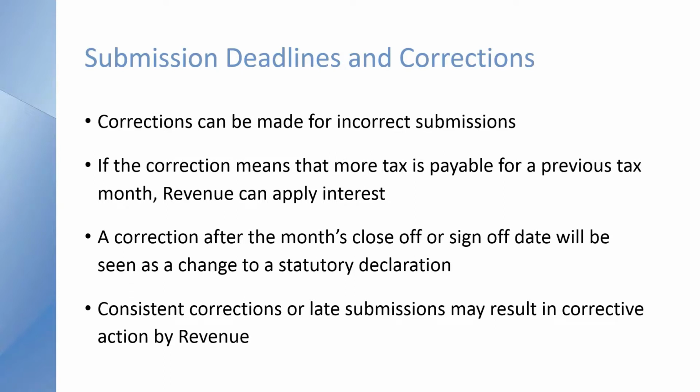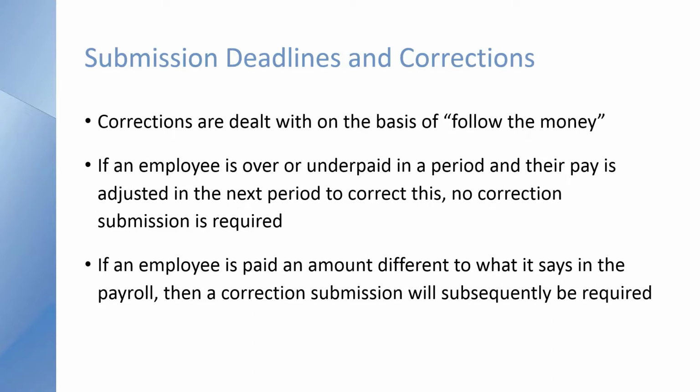If a submission is incorrect, a correction submission can be made by the software. If the correction means that more tax is payable for a previous tax month, revenue may apply interest. Also, a correction after the month's close off or sign off date, I think it might be the 23rd of the following month, will be seen as a change to its statutory declaration. If there is a constant pattern of corrections for particular clients, or a pattern of late submissions for particular clients, revenue may take corrective actions such as site visits or audits.